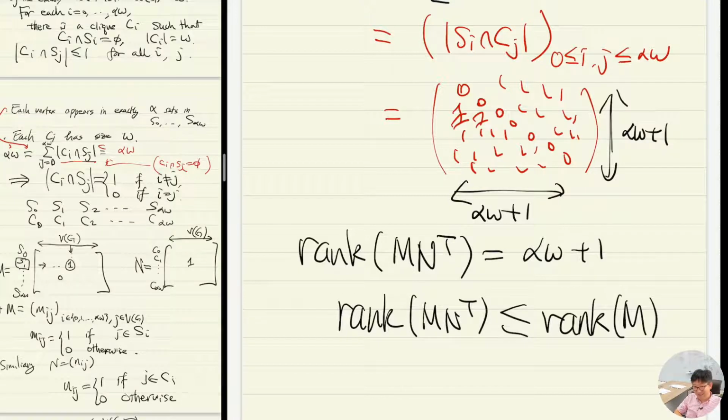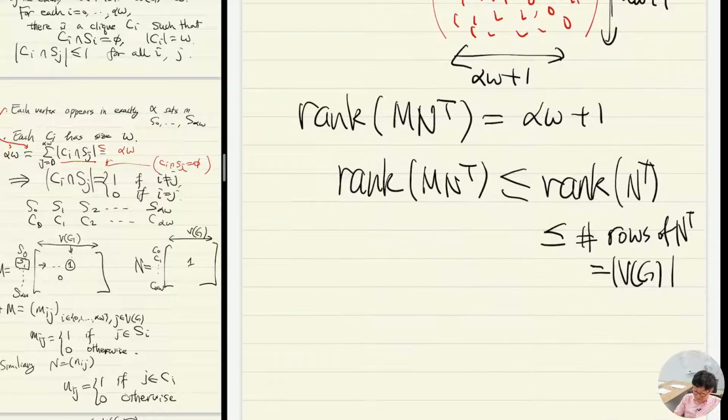Or, I mean, I can say rank of n transpose. It doesn't matter. Maybe it's, let's, okay, n transpose. Why? Because rank is the dimension of the column space, which is the span of the column vectors. And the column space of m times n transpose is a subspace of the column space of n transpose, because each column vector is a linear combination of column vectors of n transpose. And rank of n transpose is at most the number of rows of n transpose, which is the number of vertices. So alpha omega plus 1 is less than or equal to the number of vertices.